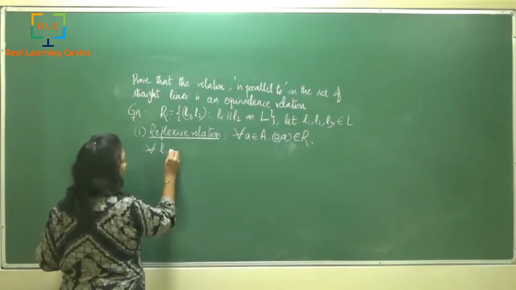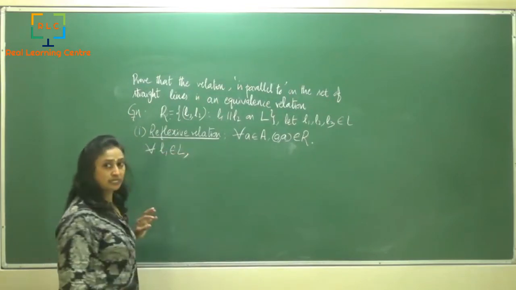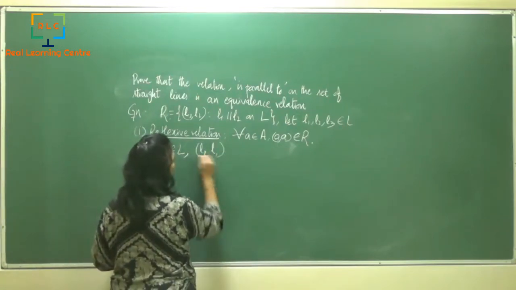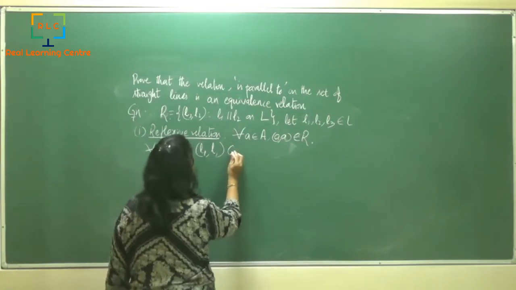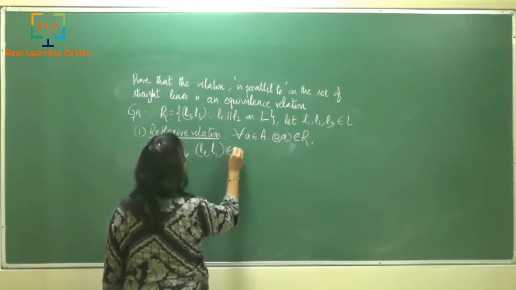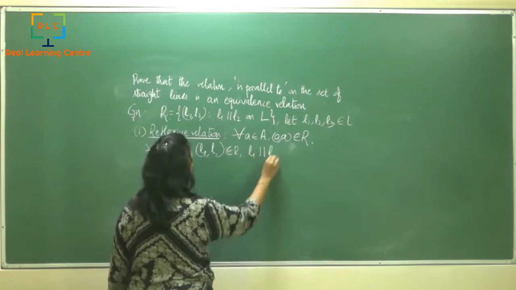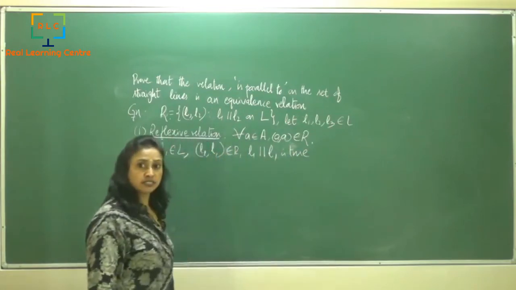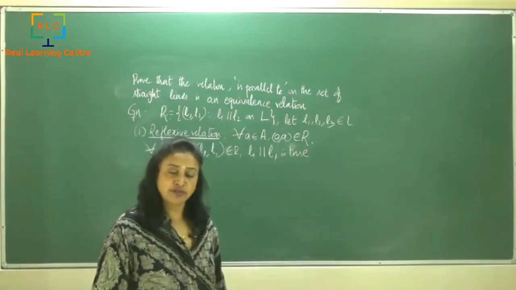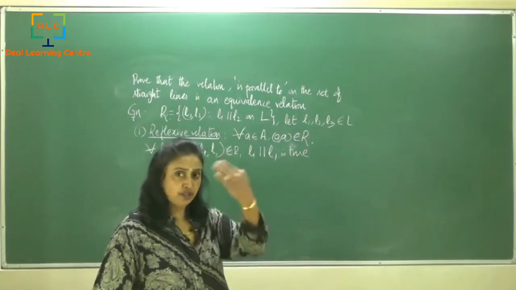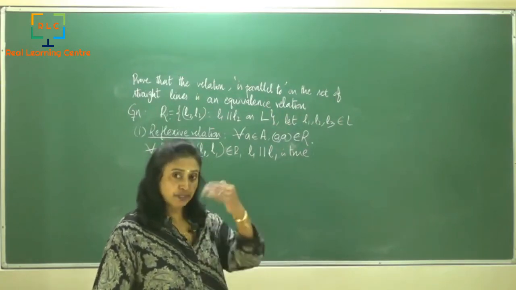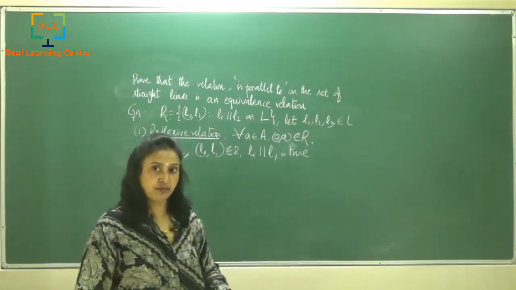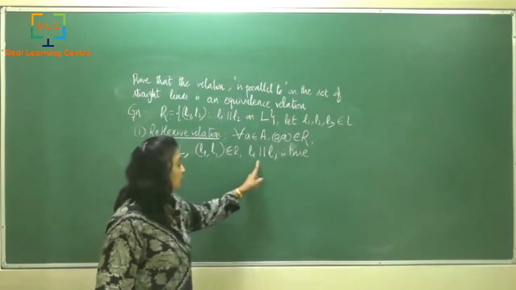For all L1 belonging to the set of straight lines L, the pair L1, L1 belongs to the relation, because L1 is parallel to L1 is true. A line is always parallel to itself; it cannot be perpendicular to itself. Perpendicular to itself would be like this, is it not? So L1 is parallel to L1, we are parallel to ourselves. A line can be parallel to itself.